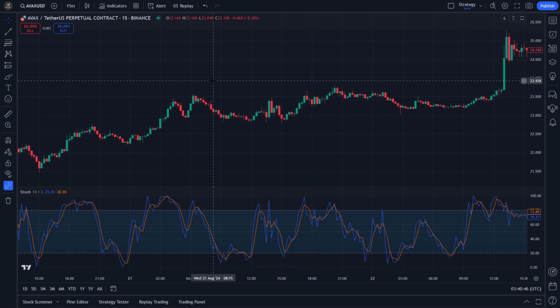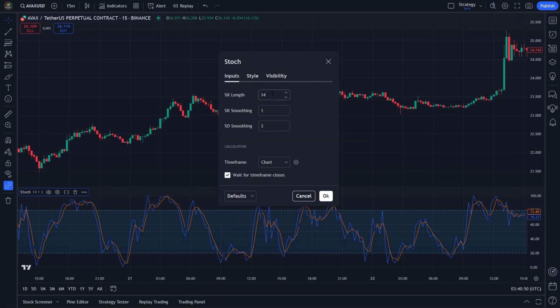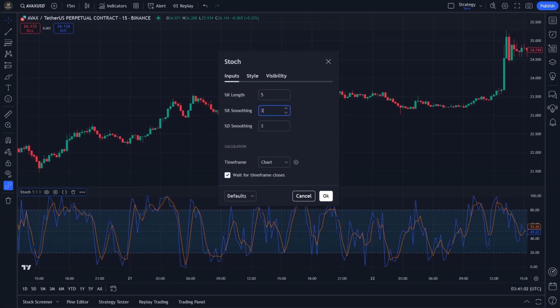To optimize our trading signals, let's adjust the parameters. Change the K's length to 5. This modification increases the indicator's sensitivity to recent price changes, allowing us to react more swiftly to market movements. Additionally, set the K's smoothing to 3, which will smooth out the indicator over 3 periods for a clearer view of market trends. Next, we'll refine the overbought and oversold levels to better fit our strategy.